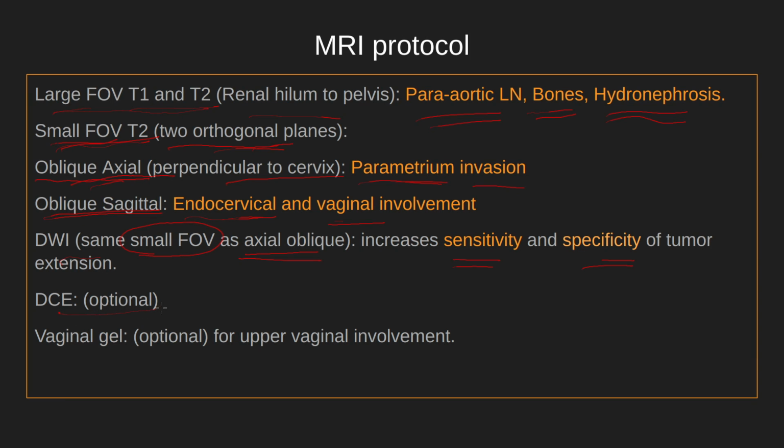Dynamic contrast enhanced imaging is optional. It adds value, but it is not necessary for acquisition. Vaginal gel is important in patients where there is concern for upper vaginal involvement. Vaginal gel can help us delineate the margins of the tumor better.